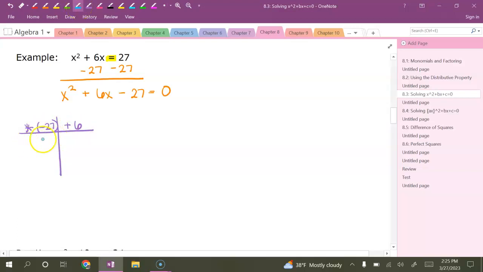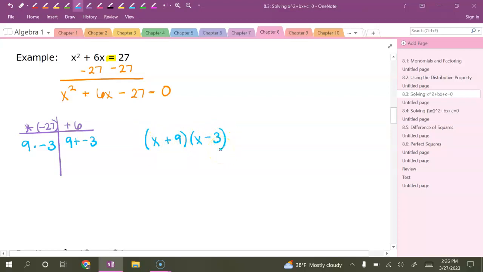So my numbers that I'm looking for here are going to be a positive 9 and a negative 3, because 9 times negative 3 would be negative 27, and 9 plus negative 3 would get me my 6. So then I factor this: x plus 9 and x minus 3.